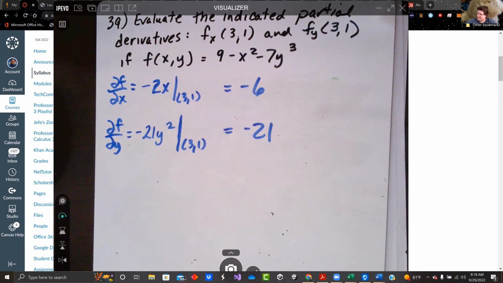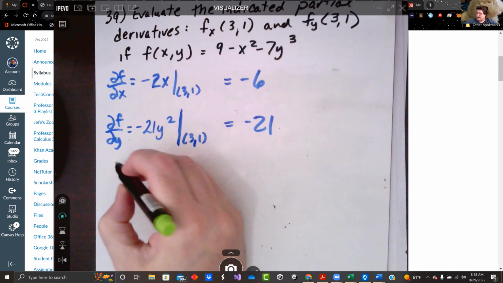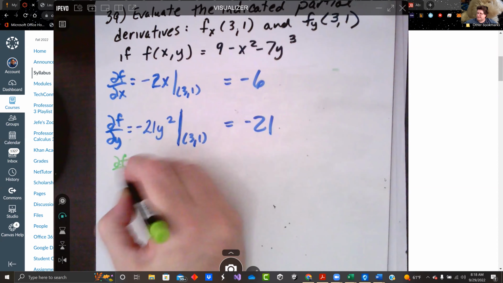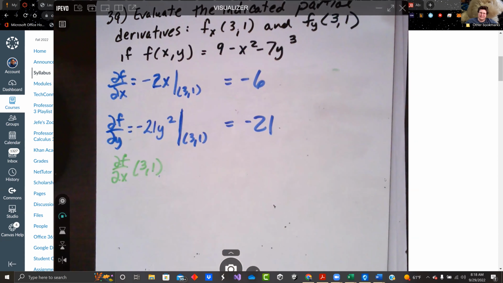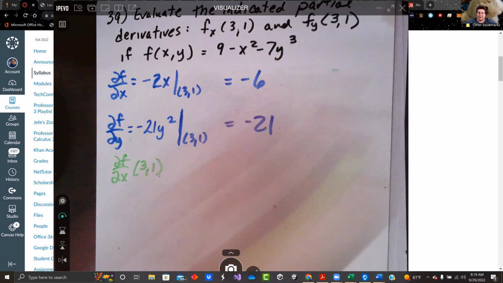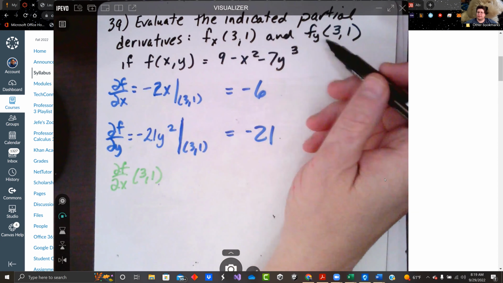The book, and I do it in my lecture notes, will also write another way of showing that, df/dx with 3 comma 1 like that, which is helpful in the beginning, but it gets a little confusing. Like we have up here, same thing up here.